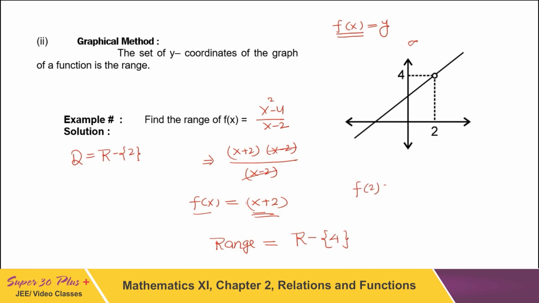f(2) is 4, and as we know, we can never put x equals 2 in the function because x equals 2 is not lying in the domain. If we don't put x equals 2, then how can we find the value of f(x) as 4? That's why the range will be all real numbers except 4.